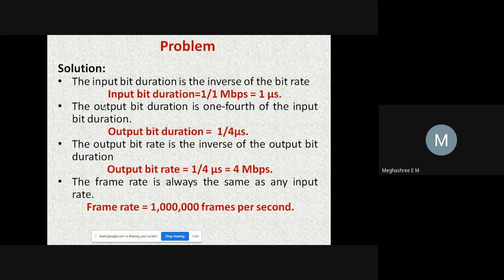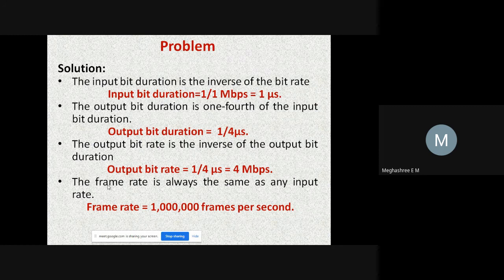The second question: what is the output bit duration? The output bit duration is 1/4 of the input bit duration. You have already calculated the input bit duration, so you just substitute that. Output bit duration is equal to 1 divided by 4 microseconds. Next question: what is the output bit rate, which is the inverse of this? So 1 divided by 1/4 microsecond gives you 4 Mbps.